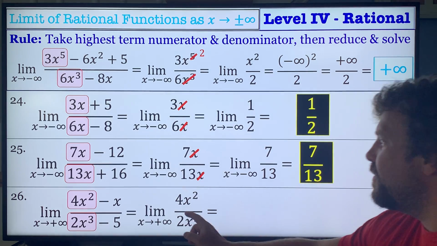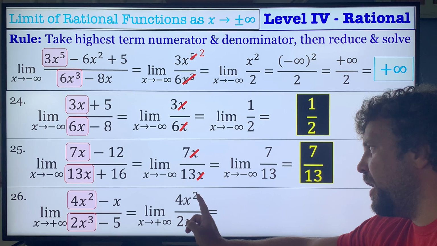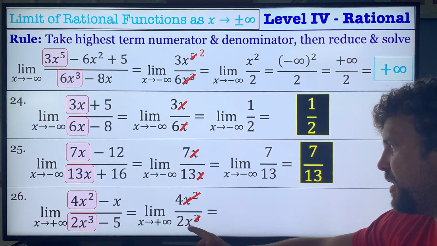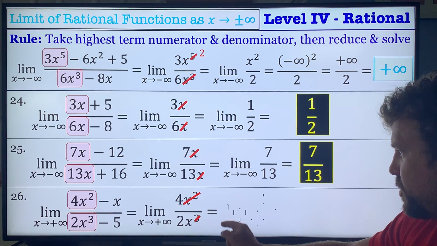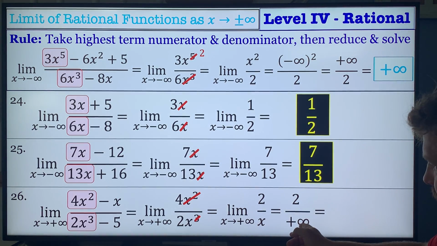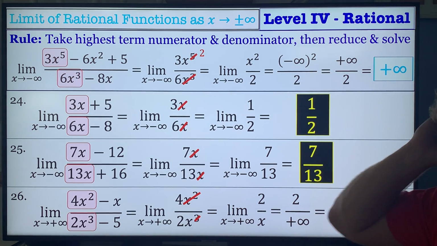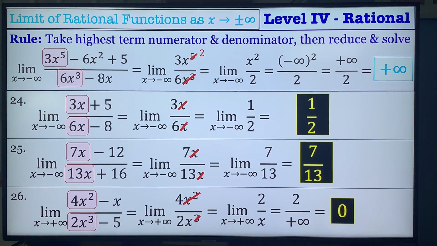Do this one quiet. 4x squared, 2x cubed. 4 divided by 2 is a 2. Now, take out the whole x squared. Take out 3 here. You're left with an x on bottom. So you're left with 2 over x. Okay? Now, when I put infinity on the bottom, 2 divided by infinity, any number divided by positive or negative infinity is 0. There you go.